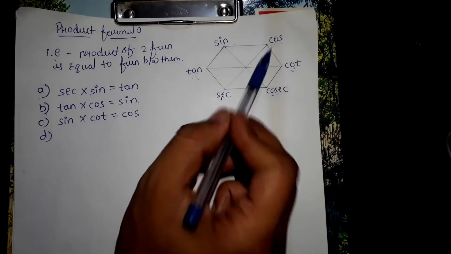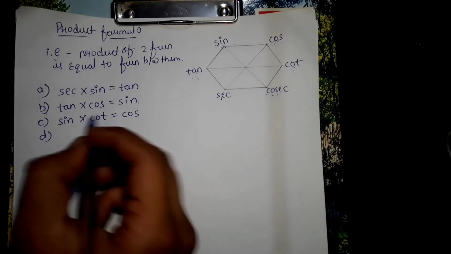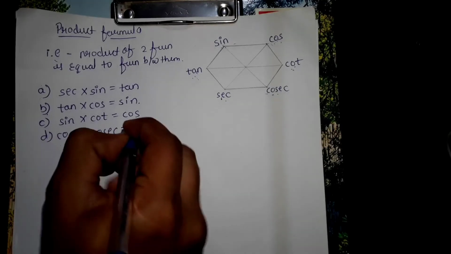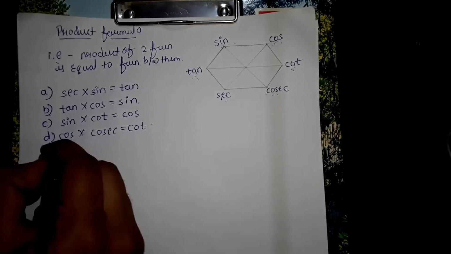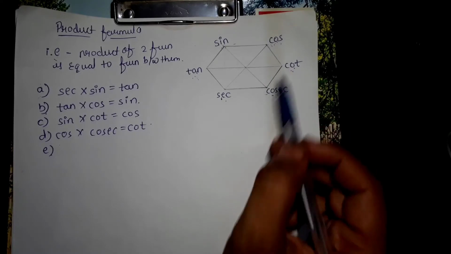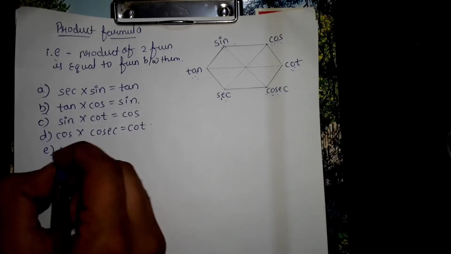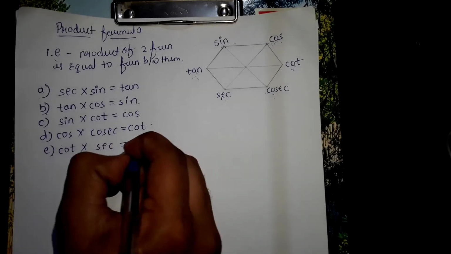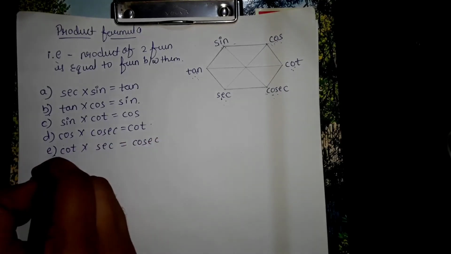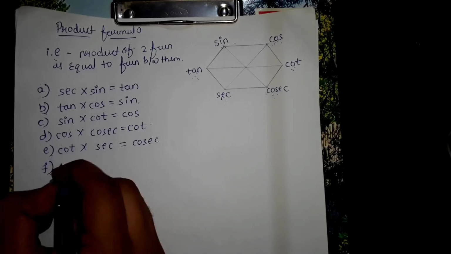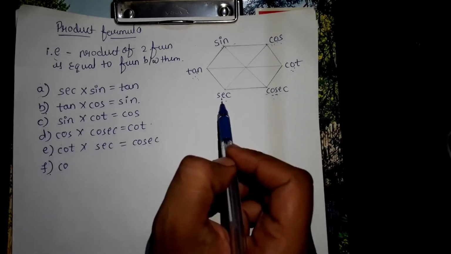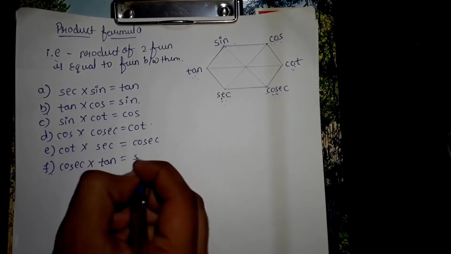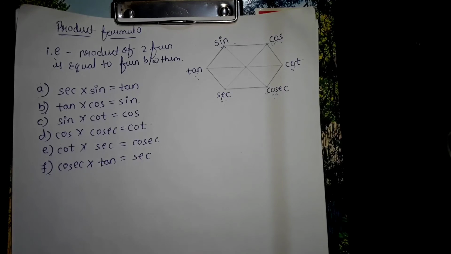next one is cos into cosec is equal to cot, next one is cot into sec is equal to cosec, next one is cosec into tan is equal to sec. These are the product formulas.